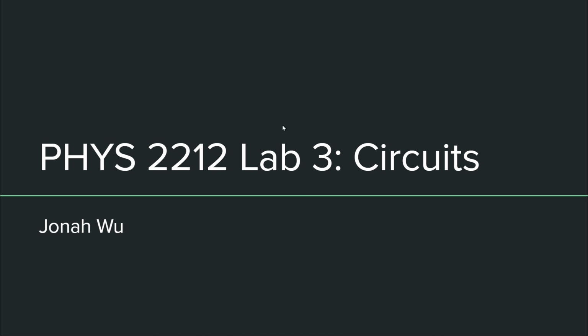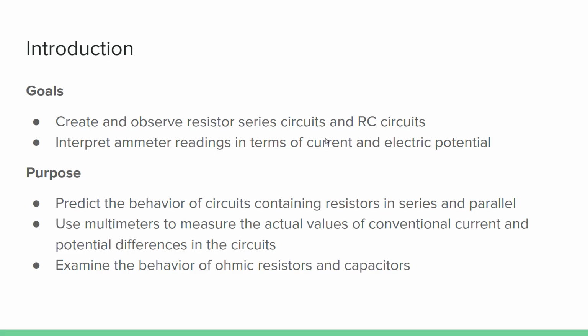This is Physics 2212 Lab 3 Circuits. The goal of this lab was to create and observe resistor series circuits and RC circuits, and we are also interpreting ammeter readings in terms of current and electric potential.